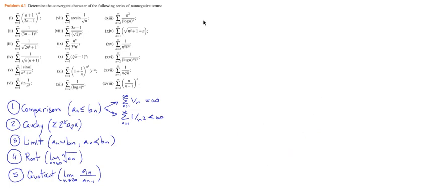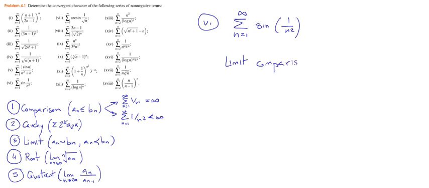6. The sum from n equals 1 to infinity of the sine of 1 over n squared. Okay, in this case, it's clear that we need to use the limit comparison test.